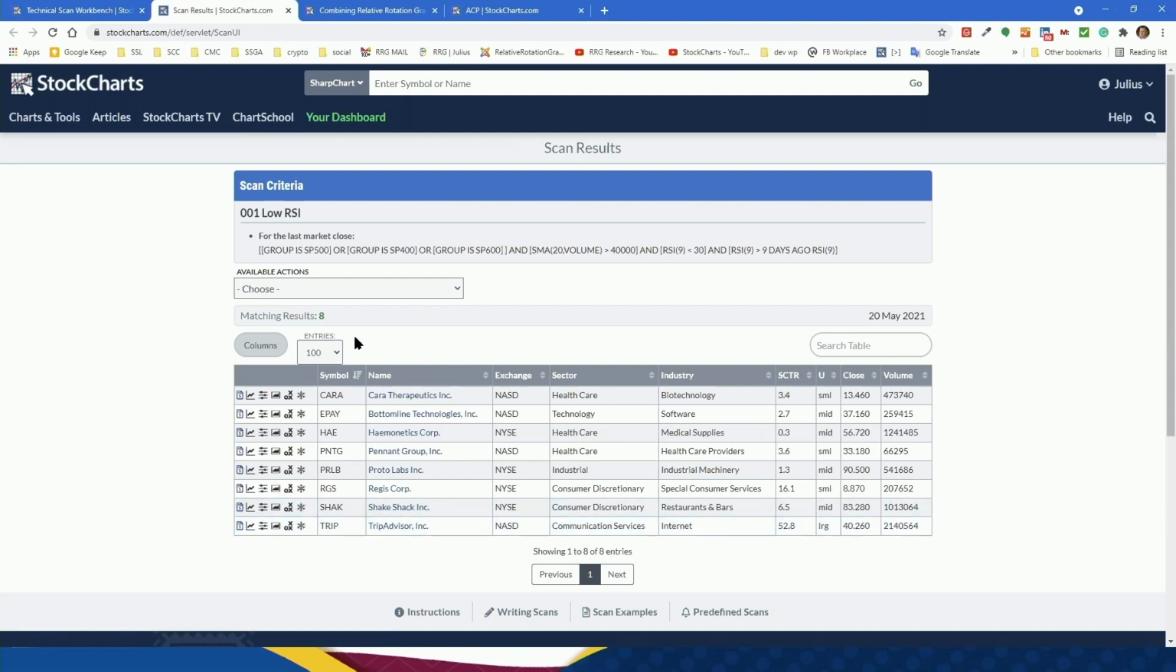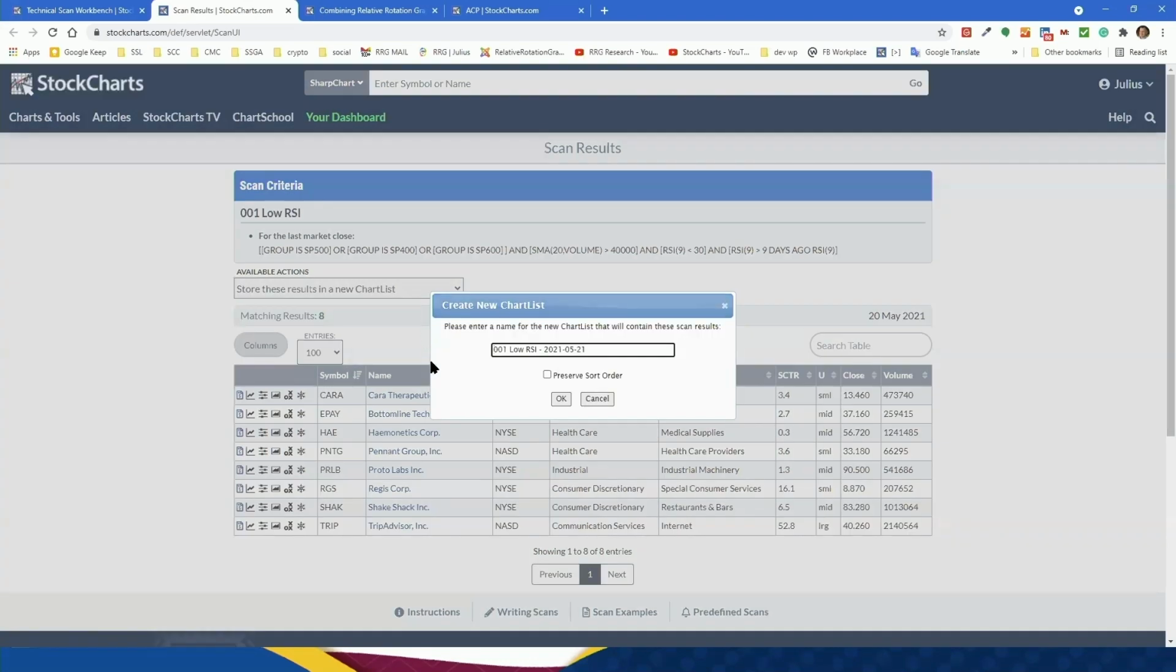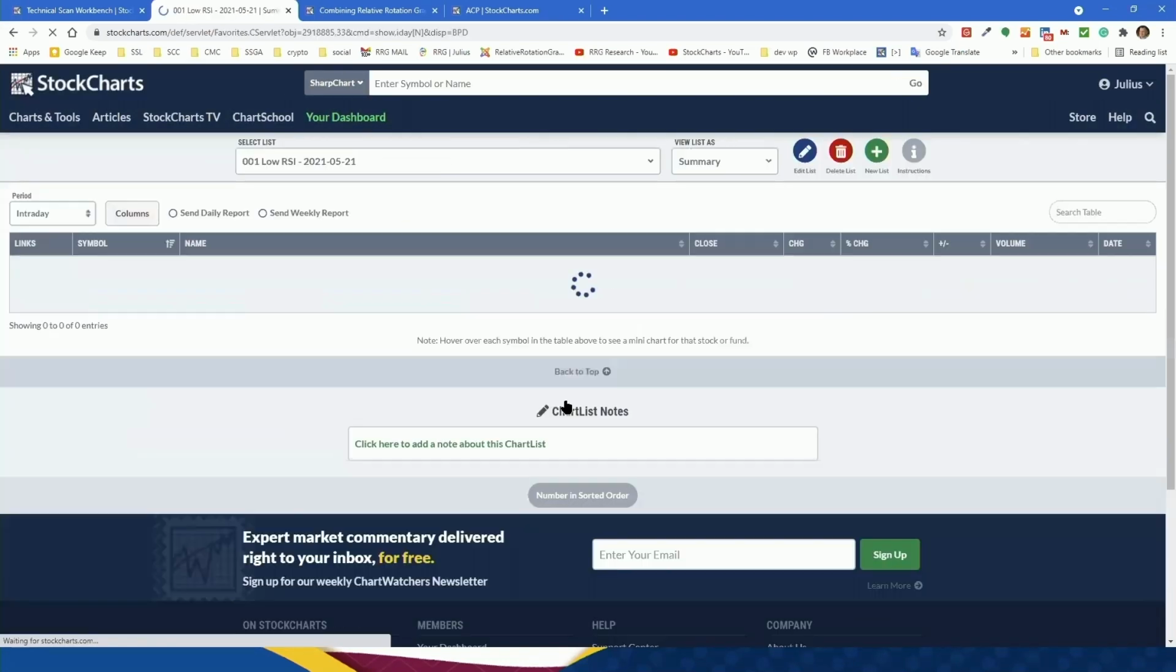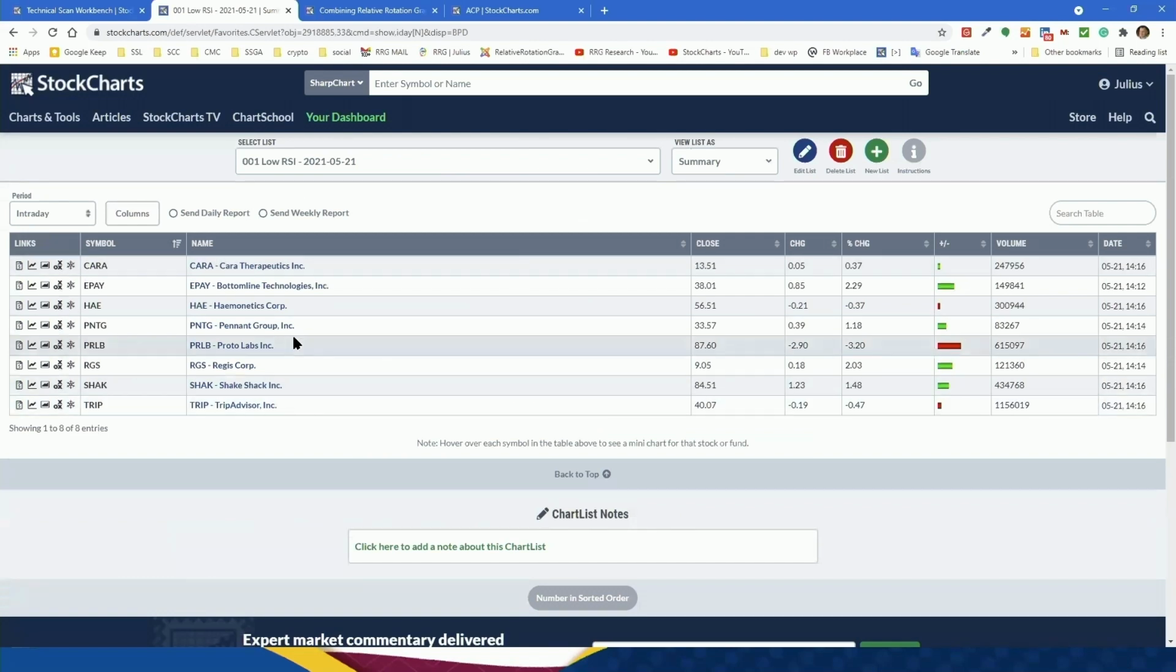Now, you can do 2 things. You can store this in a new chart list, and let's just keep the name the system gives it. And then when you have that list, you can view that list as an RRG.